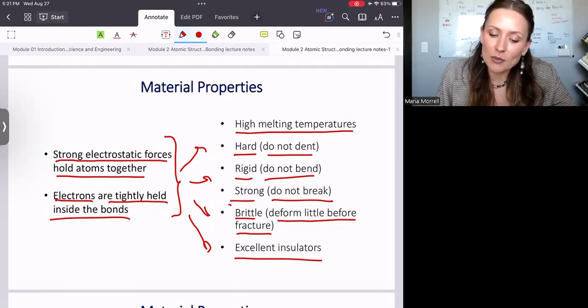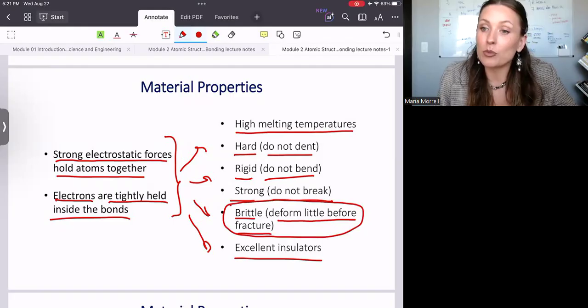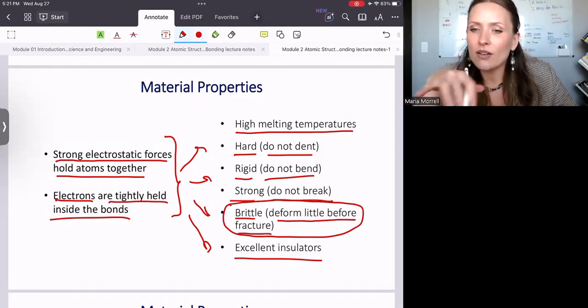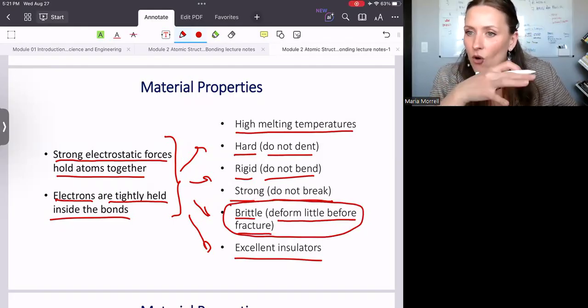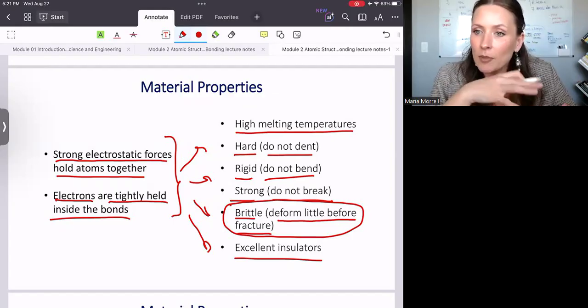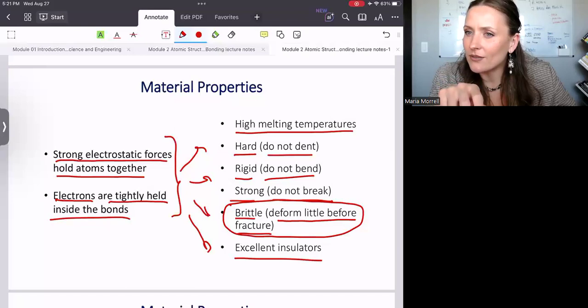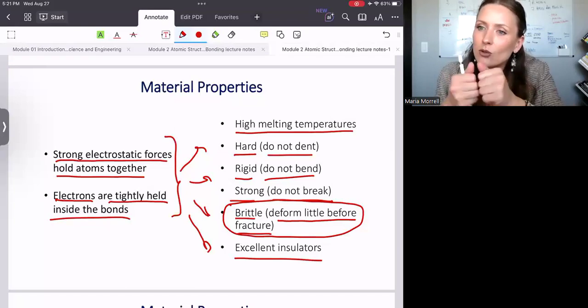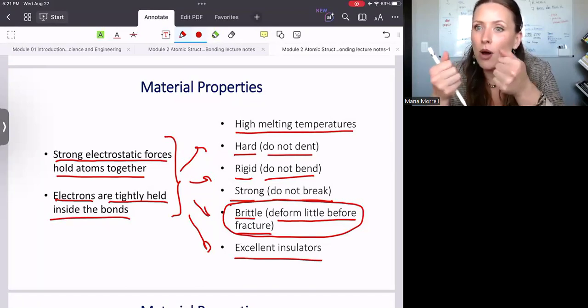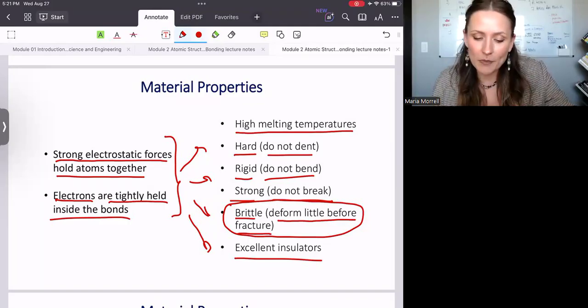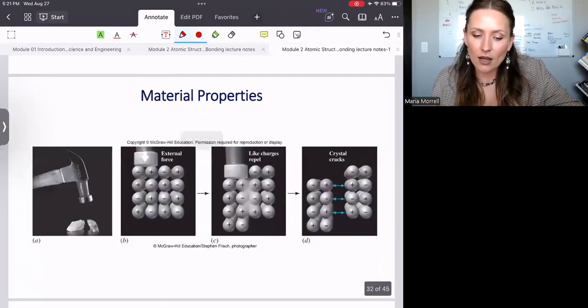Now, I'm going to talk a little bit more about this brittle, right? Everything else kind of makes sense, right? Strong, hard, high melting temperatures, excellent insulators, all this makes sense, except that brittle, right? Why would they be brittle? That means that they don't deform. Why don't they deform? Well, the bonds are very strong, but there's more to it, right? And I'll explain it with this picture.